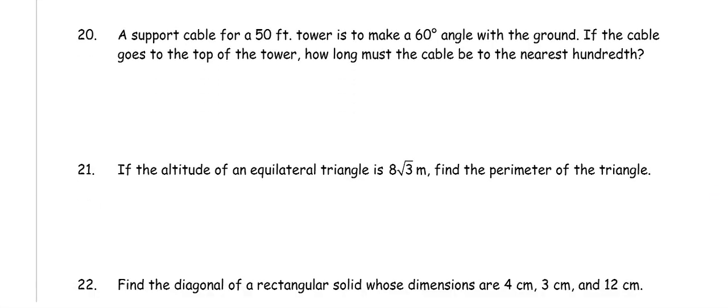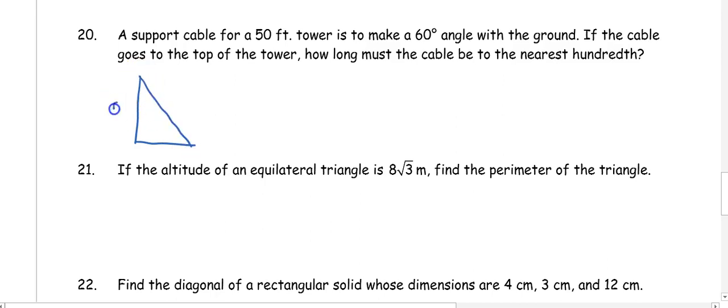In number 20, a support cable for a 50-foot tower makes a 60-degree angle with the ground. If the cable goes to the top of the tower, how long must the cable be to the nearest hundredth? So we have our tower that is 50 feet. There's a 60-degree angle with the ground. The tower is going to be standing straight up, so that makes our right angle. We want to know how long the cable is.